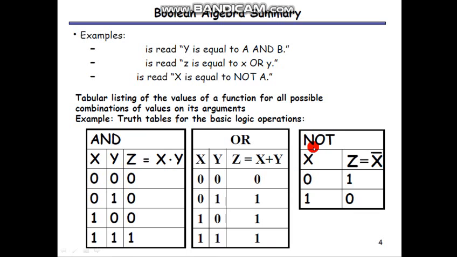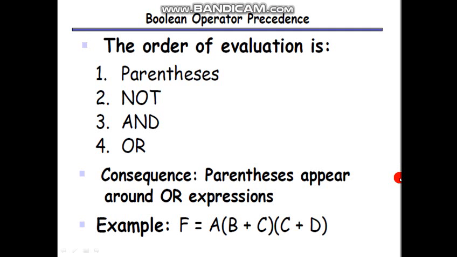The NOT gate is a gate with a single input. If you apply the input 0, we get 1. If you apply the input 1, we get 0. The order of evaluation is parentheses, then NOT, then AND, then OR. Parentheses appear around an OR operation. There is a simple example of that: the function f equals a AND b plus c AND c plus d.